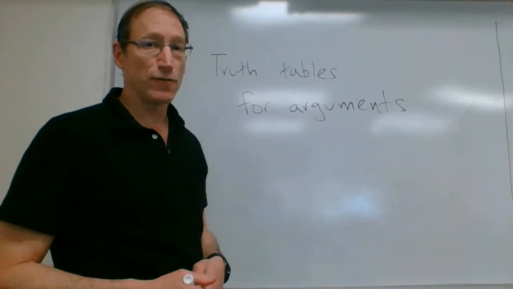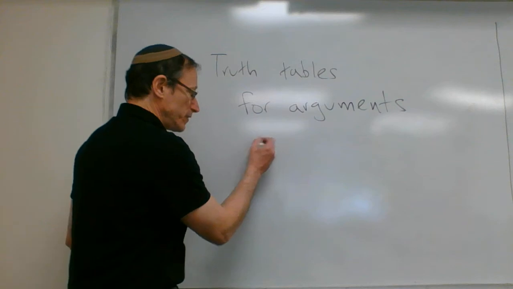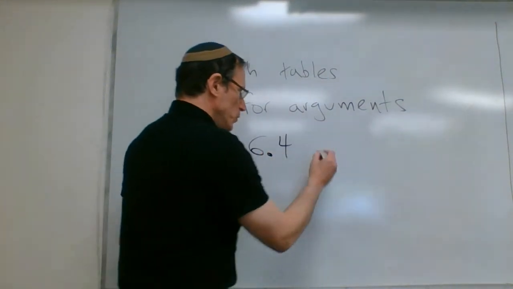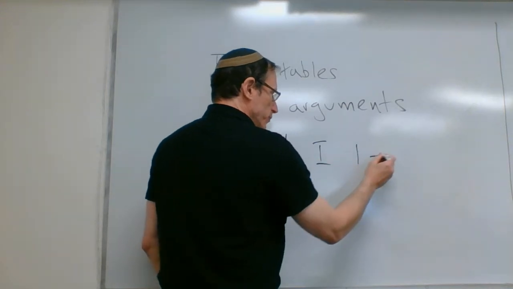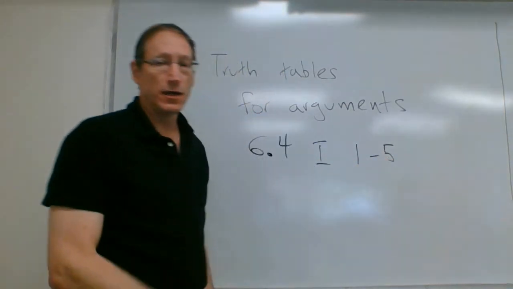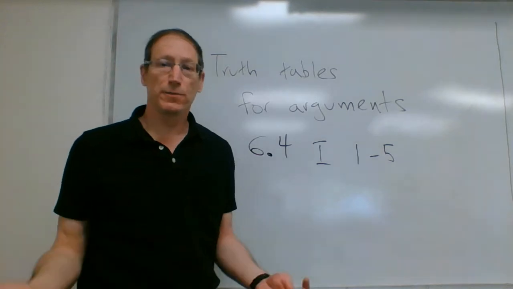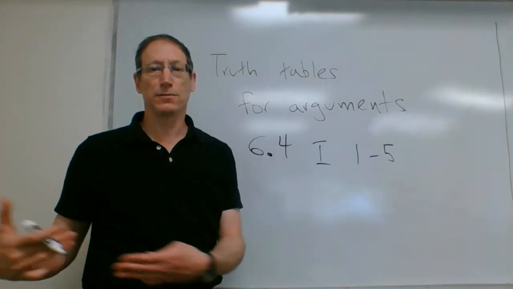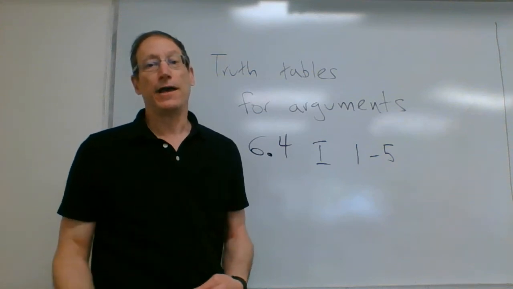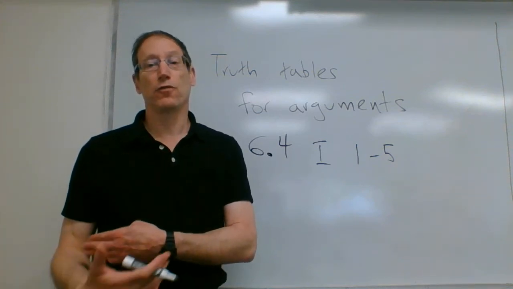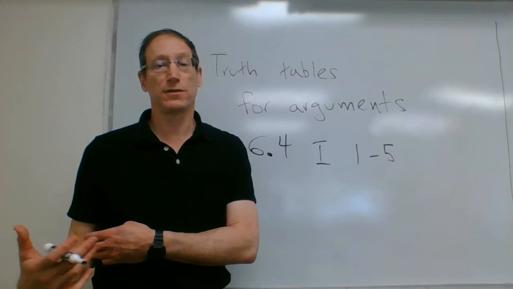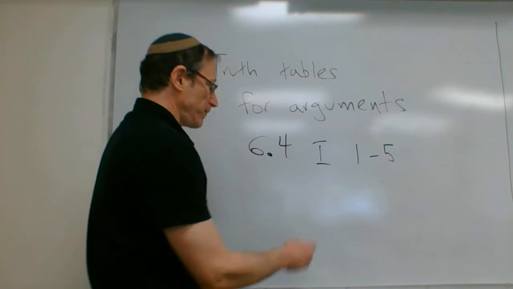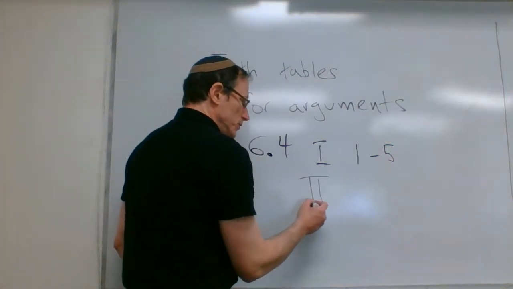But here's what I'd like you to do for homework. We're talking about 6.4, and Roman numeral 1, do 1 through 5. As you'll see, in Roman numeral 1, you're given arguments that are in English, and you have to translate the arguments into the symbolic language, and then you have to do a truth table for each argument and see whether it's valid or invalid. I will do a couple of those, but then focus more on Roman numeral 2.